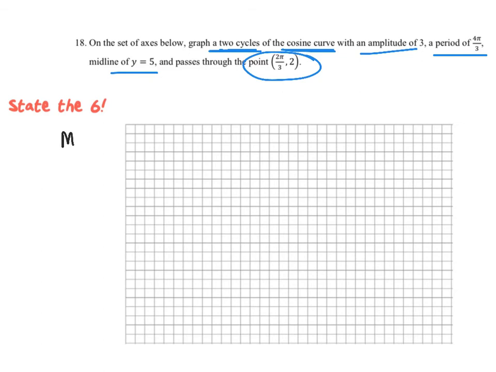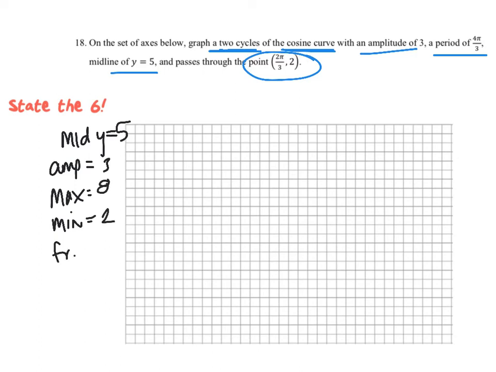So let's start with the midline. The midline is y equals 5, and the amplitude is 3. So therefore, I should be able to get my max and my min. My midline is 5 plus an amplitude of 3 gets me a max of 8 and a min of 2.